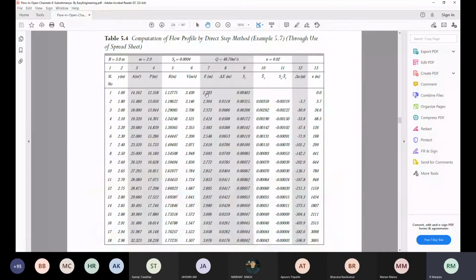That is your specific energy. Okay, and similarly you find out what is the friction slope. Friction slope you can find using the formula from the Manning's roughness, Manning's formula.